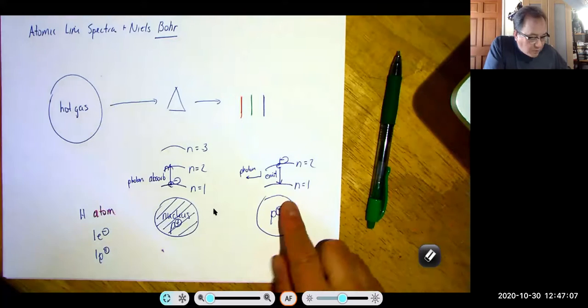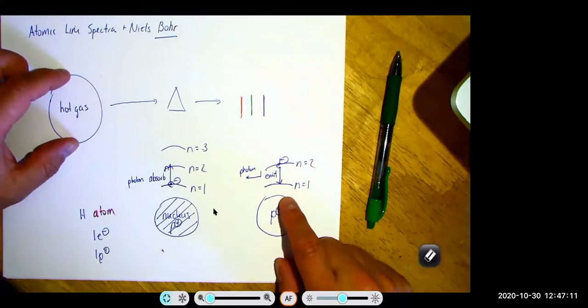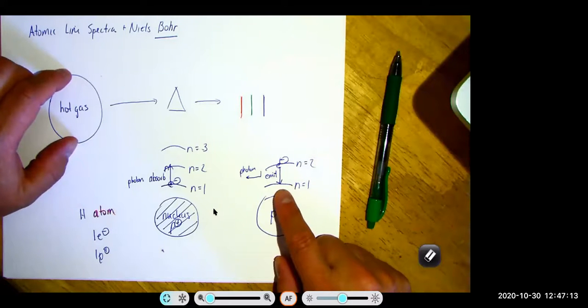And here, what gets absorbed is a photon. Photon absorbed, photon emitted. So this is what's happening with the hot gas. With the hot gas, you're taking electrons and making the electrons go to a higher level.